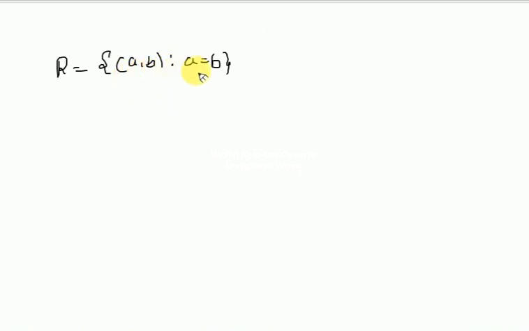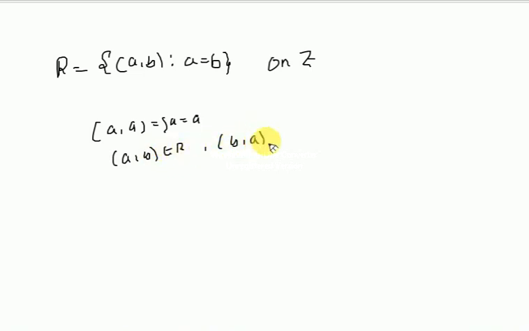Similarly, you may give an ordered pair (a, b) such that a = b on Z. Then obviously (a, a) means a = a, which is true. And if (a, b) belongs to R, obviously (b, a) should belong to R, because here you have a = b, then obviously b must be equal to a, that's also true.